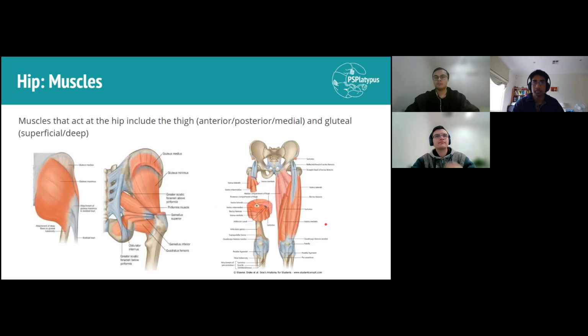Okay, now in terms of muscles with the hip, you actually have two sets of muscles that act at the hip. There's the gluteal muscles, which form the gluteal muscle mass. We'll talk about them in a second. There's superficial and deep layers to that. And you also have your thigh muscles. And the thigh muscles have three compartments, the anterior, posterior, and medial. And we're also going to be covering all three of those very briefly.